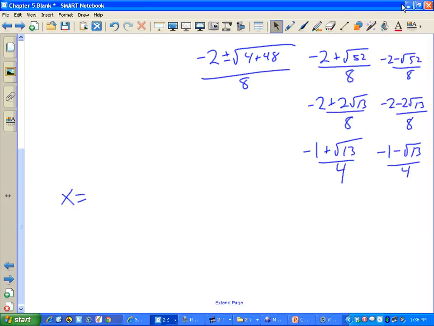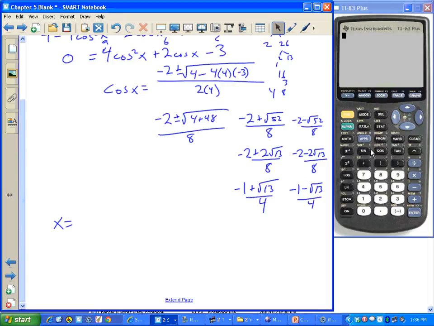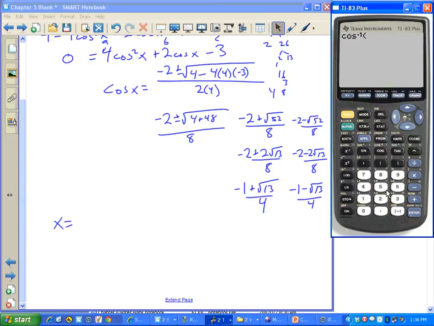So cosine inverse of, put my numerator in parentheses here, negative 1 plus square root of 13, divided by 4. We get that. Let's just go and change this to minus. Oh, and I get a domain error.